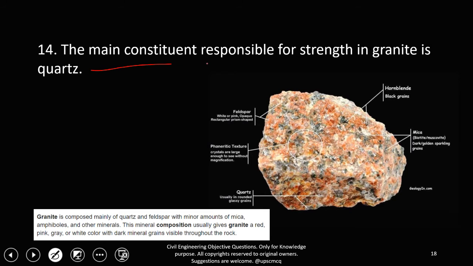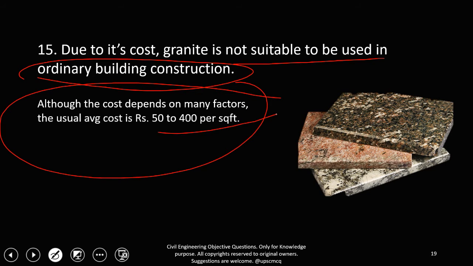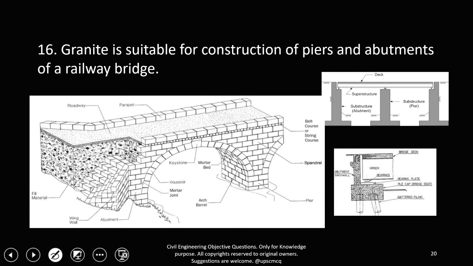Now, the main constituent responsible for strength in granite is quartz. Due to its cost, granite is not suitable to be used in ordinary building construction. This is general idea that it is 50 to 400 per square feet. This could be higher, this could be lower. Granite is suitable for construction of piers and abutments of a railway bridge.